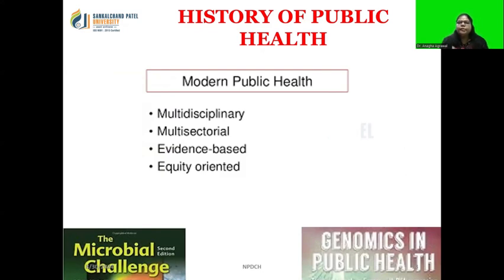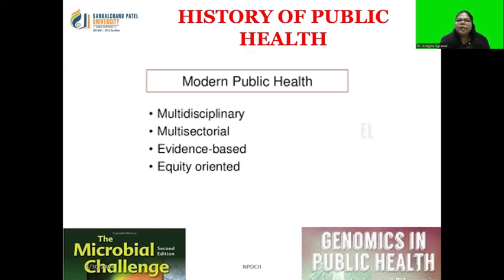So like that, infectious disease theory has come up, and now in the modern era of public health, we have stopped many of the infectious diseases by finding out preventive procedures for them. So newer or modern public health diseases have come up, like multidisciplinary diseases, multisectoral diseases, evidence-based diseases, and equity-oriented diseases like cancer, like diabetes, like hypertension.